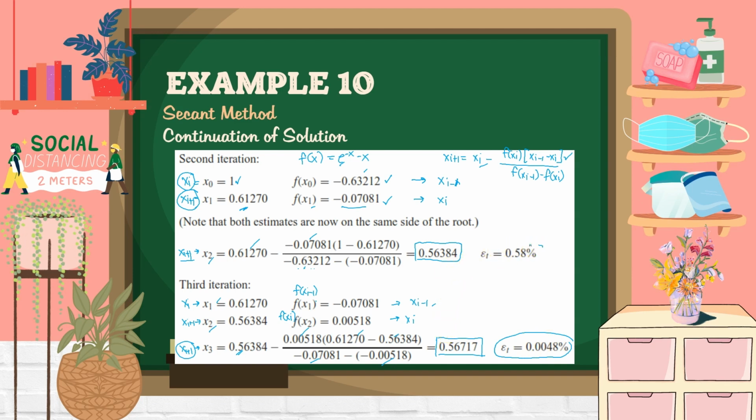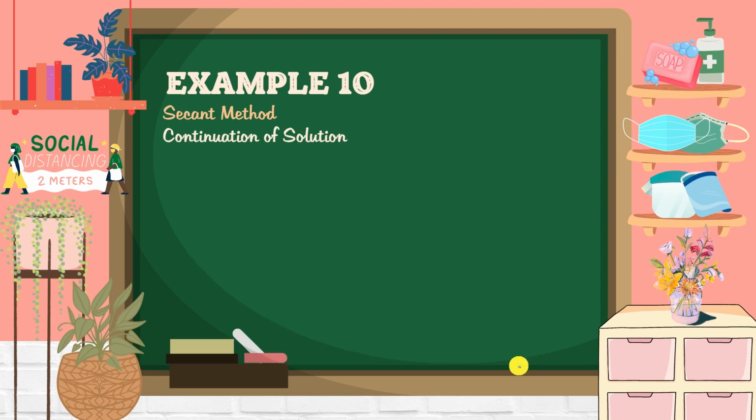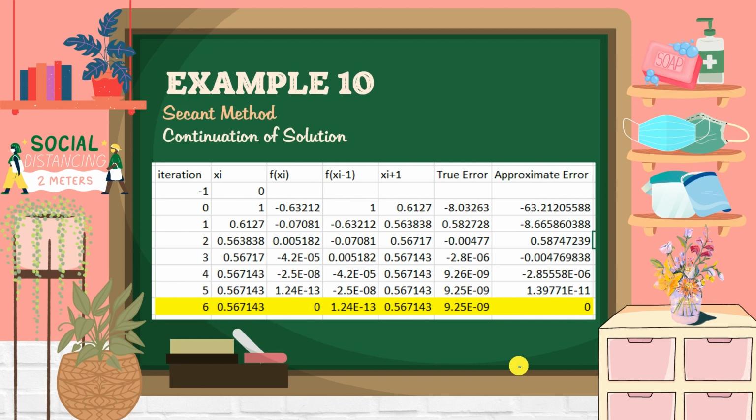And on the second iteration, we have also calculated the true percent relative error of 0.58%. So continuing the solution, the process is repeated and it will be represented in these final answers. And in the table representation, the approximate error comes before the true error. And in the continued process, the last value of x sub i plus 1 is also the value of the root of the given function.